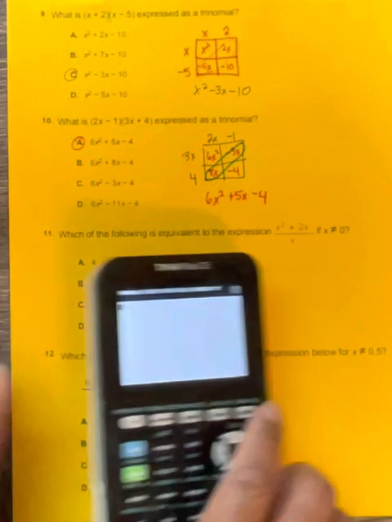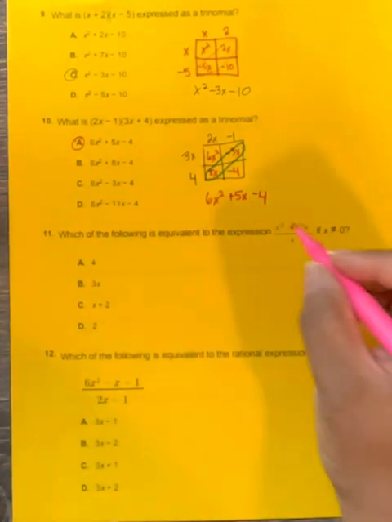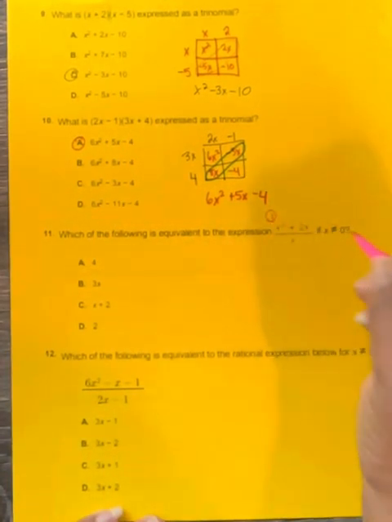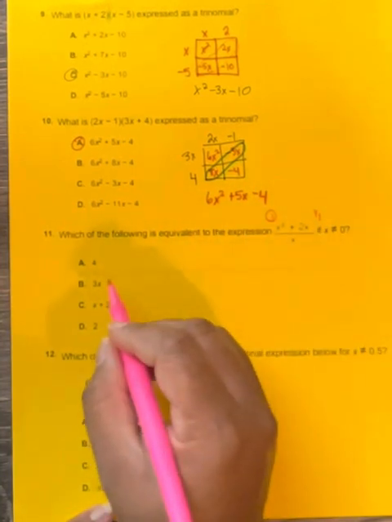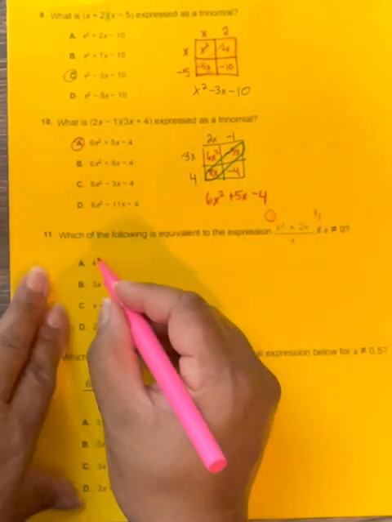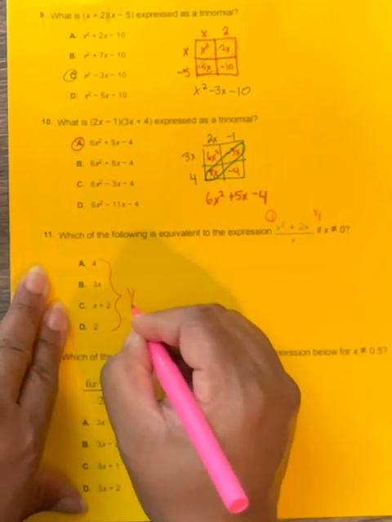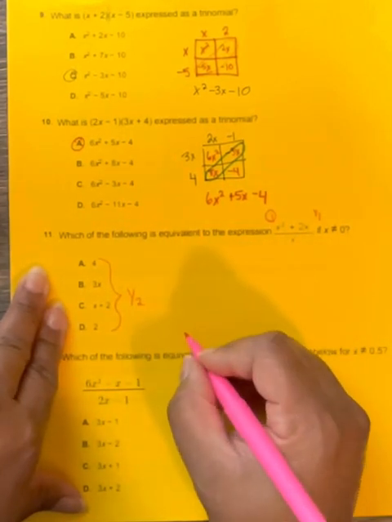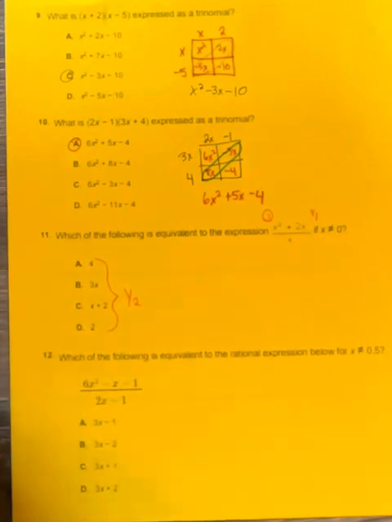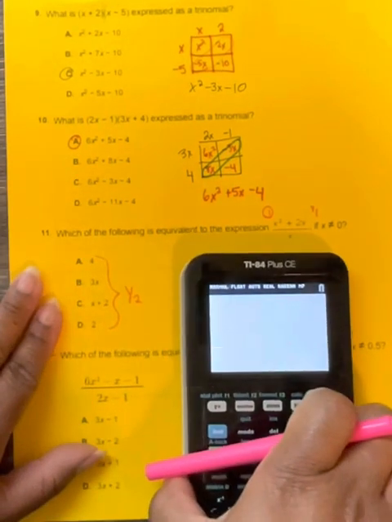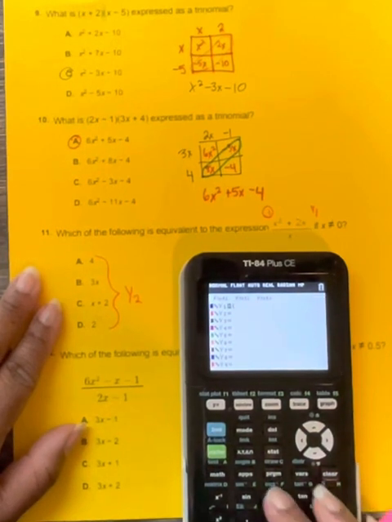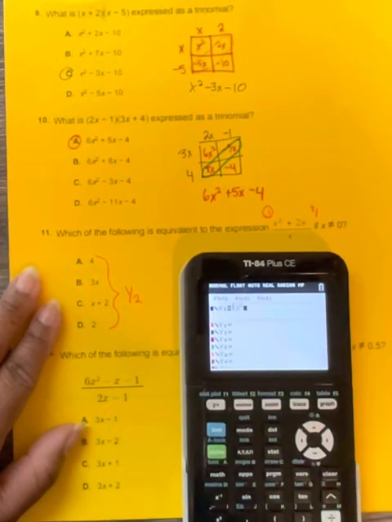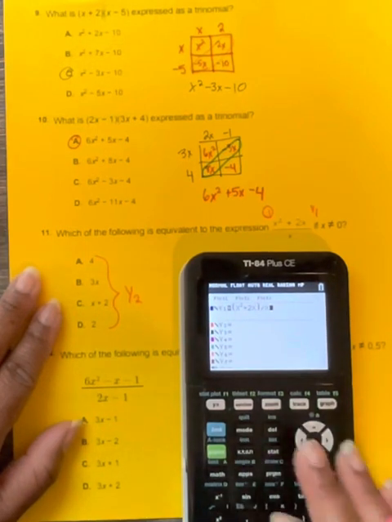So we already talked about our steps. The first thing we're going to do is put this question or equation into our y1. And then we're going to put each answer choice into y2. And then the third step is we're going to check to see if our y1 is equal to y2. So y1 is going to be in parentheses now, x squared plus 2x, close parentheses, divided by x.